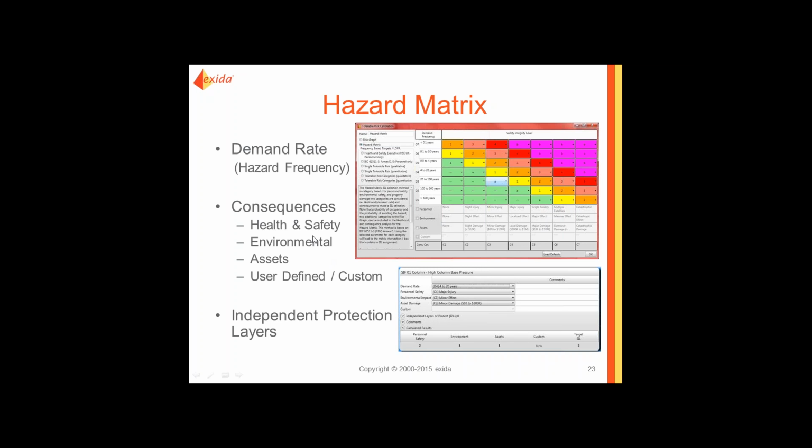And from the consequences point of view, same 3 receptors, as I've said before: personnel, environmental, and assets. And then you can look at independent protection layers. What do we have in there? There's independent protection layers.